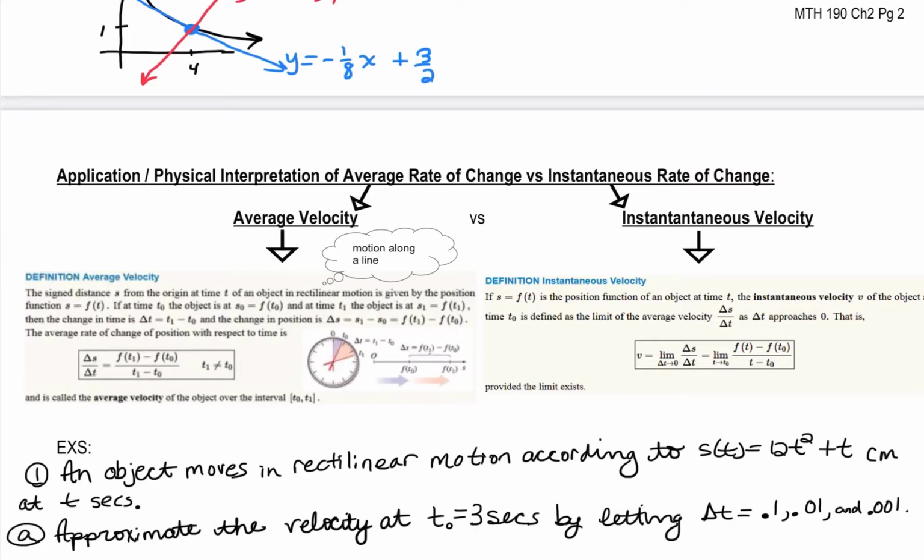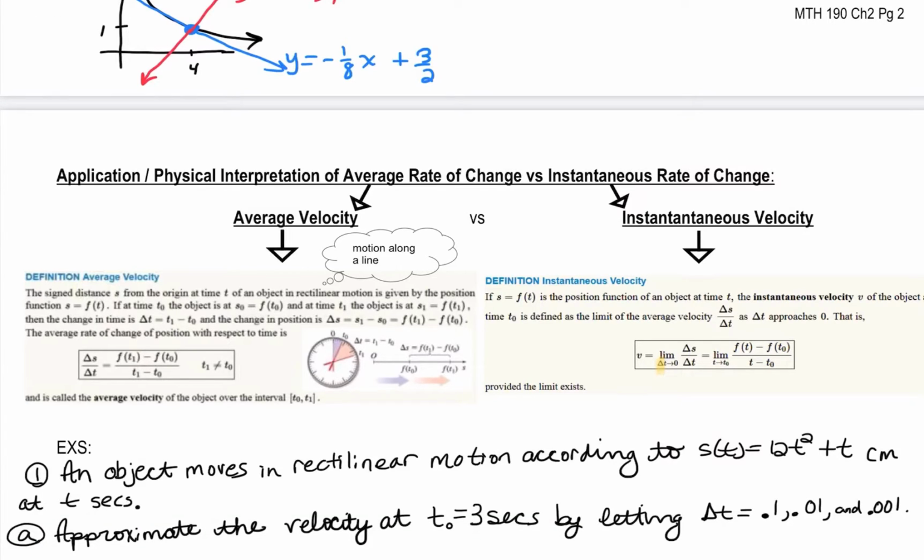So on the left, we have our average velocity. Our average rate of change is simply change in position over change in time, so this is just a specific example of average rate of change. Now, if we were to let that change in time go to 0, as you see on the right-hand side over here, that's letting that delta t go to 0.